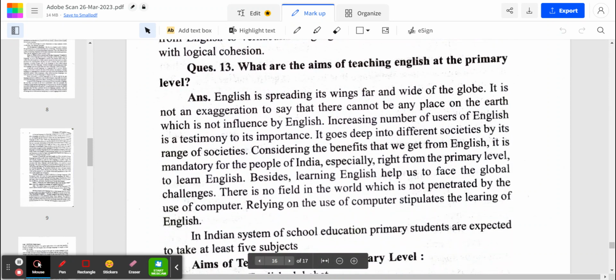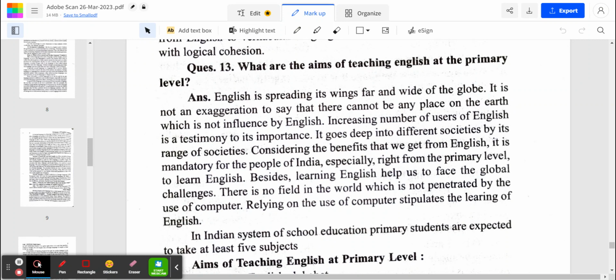Question number 13: what are the aims of teaching English at the primary level? English is spreading its wings far and wide across the globe. It is not an exaggeration to say that there cannot be any place on earth which is not influenced by English. The increased number of users of English is a testimony to its importance. It goes deep into different societies by its range.